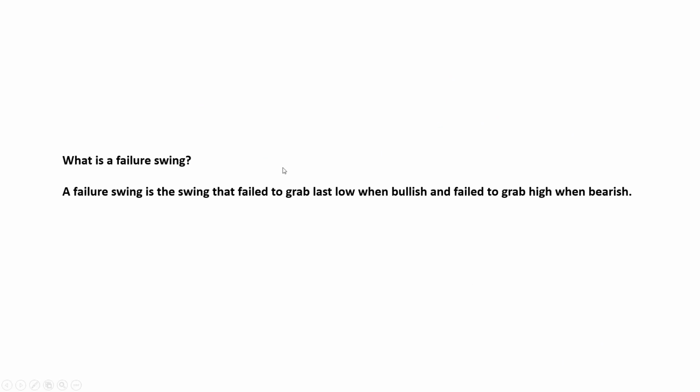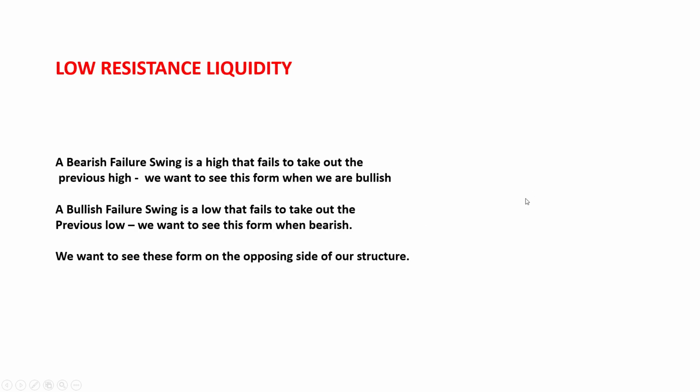Okay, so I hope this is clear. A failure swing is nothing. It's the swing that failed to grab last low when bullish and failed to grab high when bearish. If you're looking for bearish, we want to see failure swing on left that failed to grab high basically. Okay. So वही है लो रेजिस्टेंस लिक्विडिटी, एक ही चीज है। So bearish failure swing is the high that fails to take out the previous high.